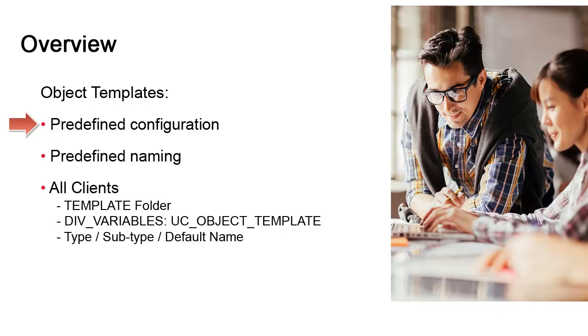The process is simple. It requires creating the object in a specific template directory and then configuring it. The process allows naming and setting the subtype of the new template-based objects. The feature is supported on all clients, including client 0. In addition to the template folder, we set the values in the uc_object_template variable located in the div variables folder on client 0 or in the no folder area of a non-zero client. The sequence is as follows.